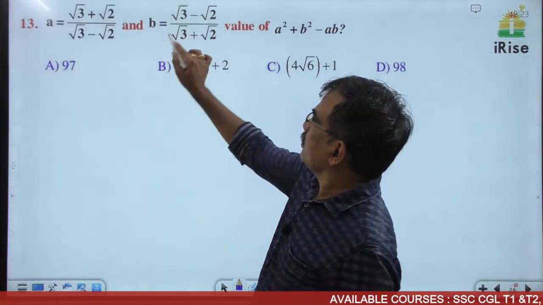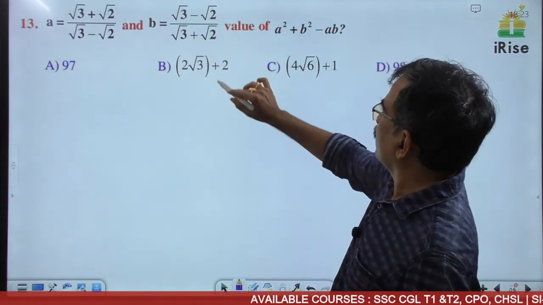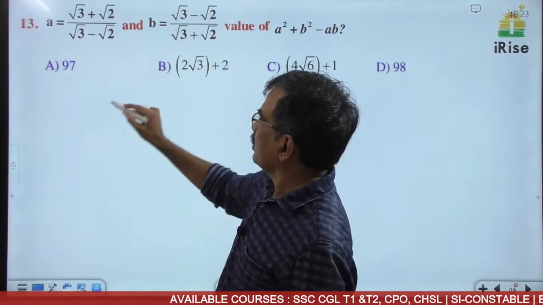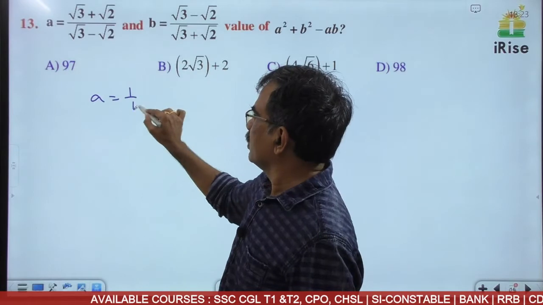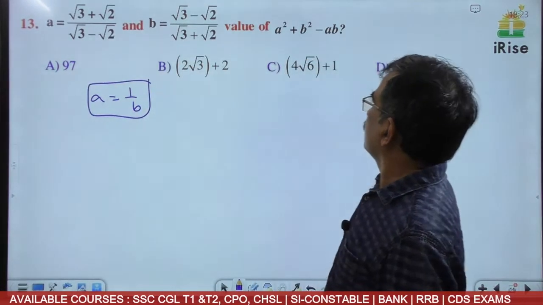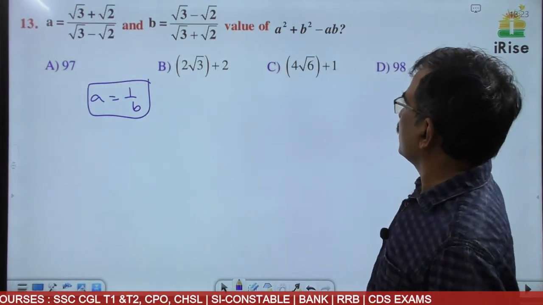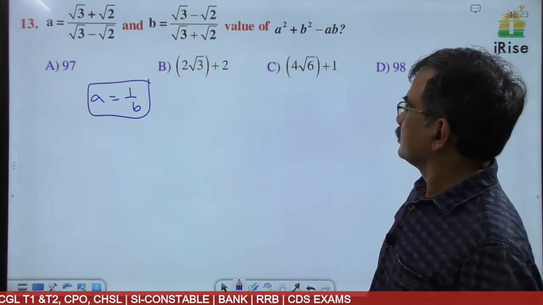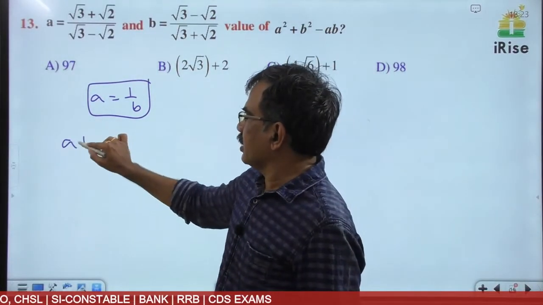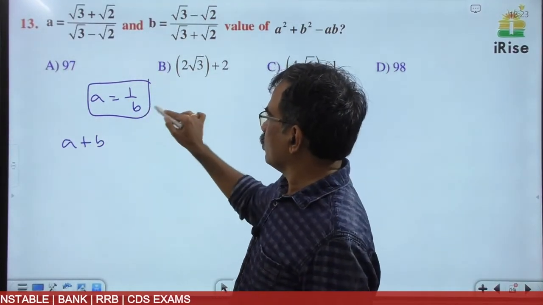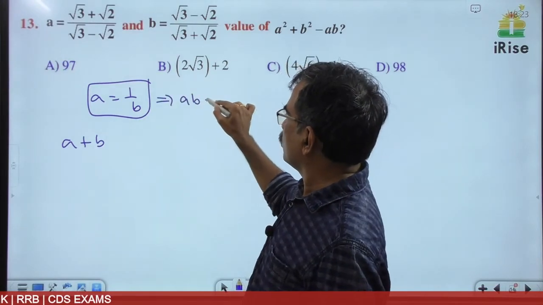Here A, B are given. See carefully, A is the reciprocal of B. A is equal to 1 by B. What is A square plus B square minus AB? Here I want to find A plus B. A is equal to 1 by B implies AB is equal to 1.